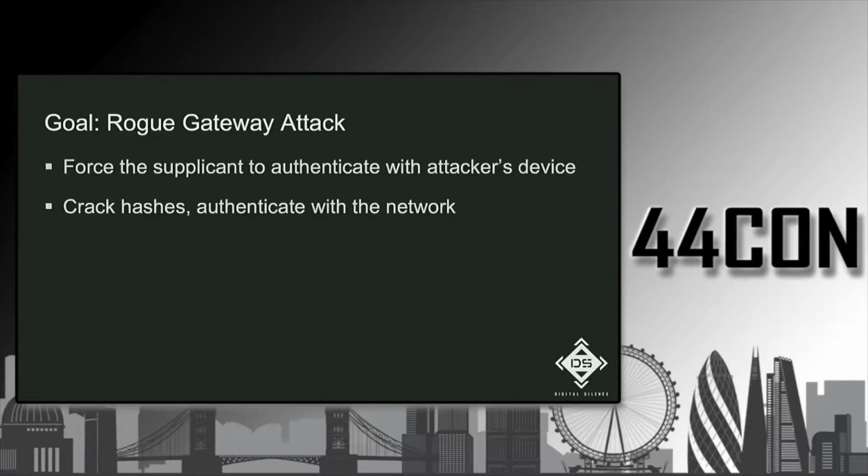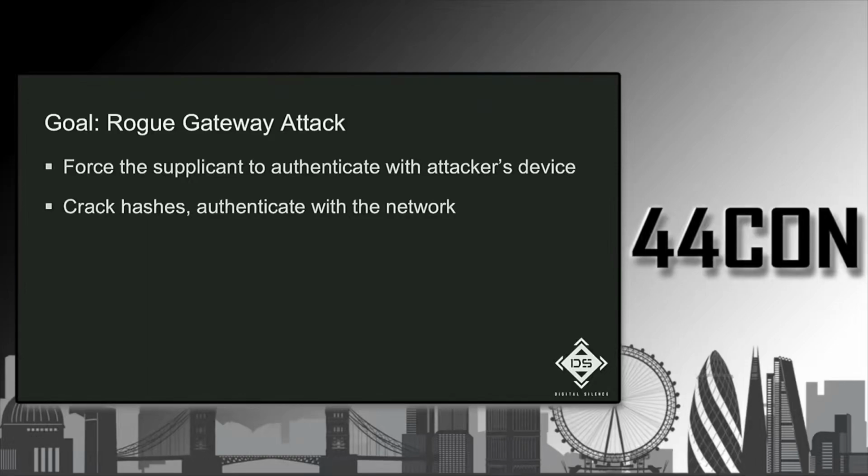So the goal of a rogue gateway attack is to force the supplicant to authenticate with the attacker's device, and this is happening on a wired network. Once this happens, you capture hashes, crack them, and authenticate directly with the network. The challenge here is that we're no longer working with wireless. We can't just pluck devices out of the sky and get them to connect to us. We have to be a little more clever in terms of actually getting this to happen.